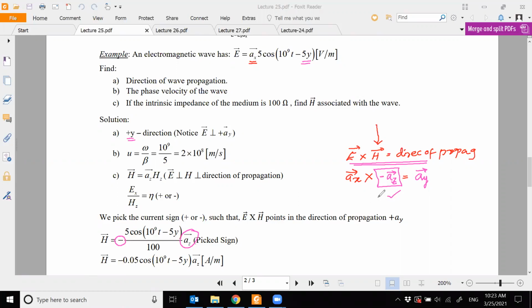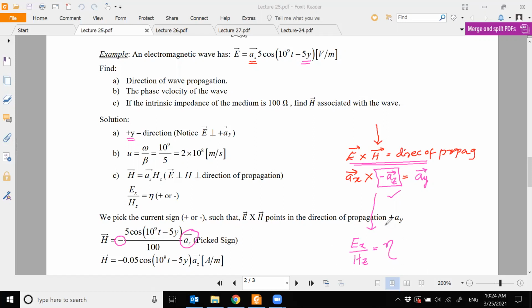Once you get this, you can write that Ex over Hz, which we now know, is nothing but eta. In the previous case, it was Ex and Hy, because the electric field was different and the direction of propagation was different. But here, it is Ex over Hz that is eta.